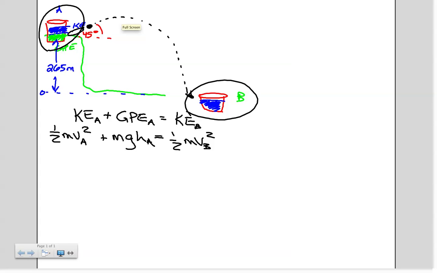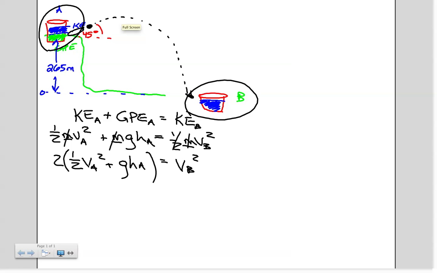Notice that mass occurs in each of these terms. Therefore, I can divide both sides by mass, and the mass drops out. And I'm going to get something that looks like this. 1/2 the velocity at A squared plus the gravitational acceleration times the height at A. And I'm going to multiply that entire term by 2 in order to eliminate it here from the right-hand side. That's going to be equal to V at B squared.